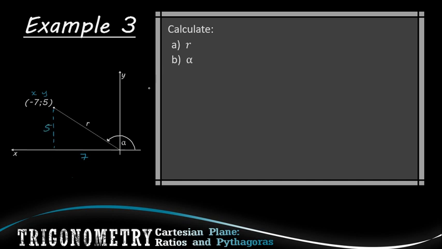Now, for Pythagoras, we can use Pythagoras to find r once again. So r squared is equal to 5 squared plus 7 squared, and then solve for r. r is the square root of 5 squared plus 7 squared, and then just calculate that.